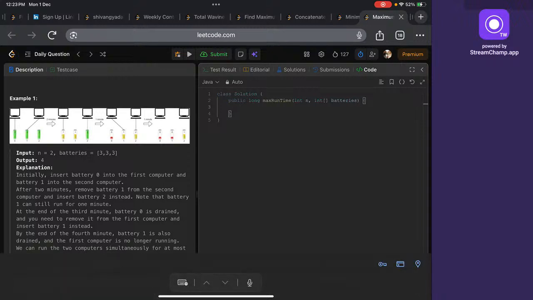Okay, I think small cases we can discuss. We have given batteries, int k equal to batteries.length, and we are going to sort batteries. Arrays.sort the k batteries.